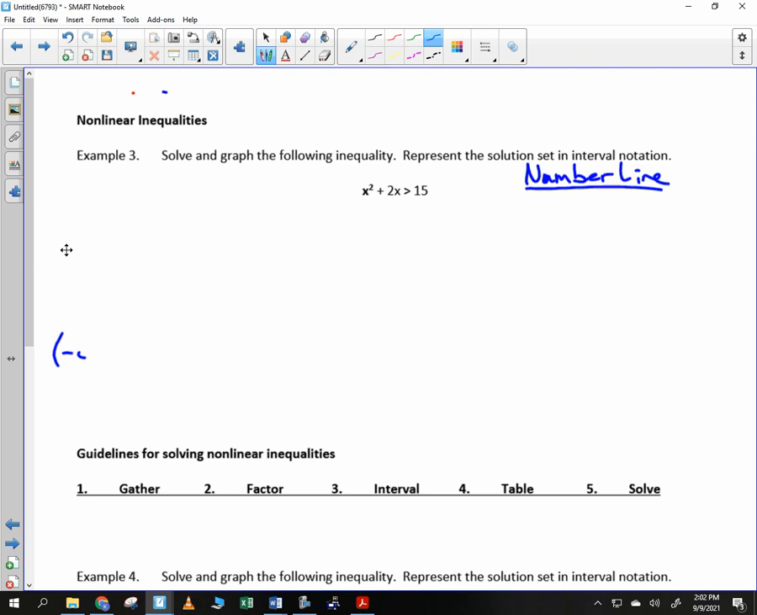And then we have our other way to do it, which is to make a graph. Okay, so this is an inequality, one variable, and it's second degree. As soon as I see second degree, I'm like, uh-oh, got to be careful. So here's what I do. As you guys know, I take this 15 and I subtract it over.